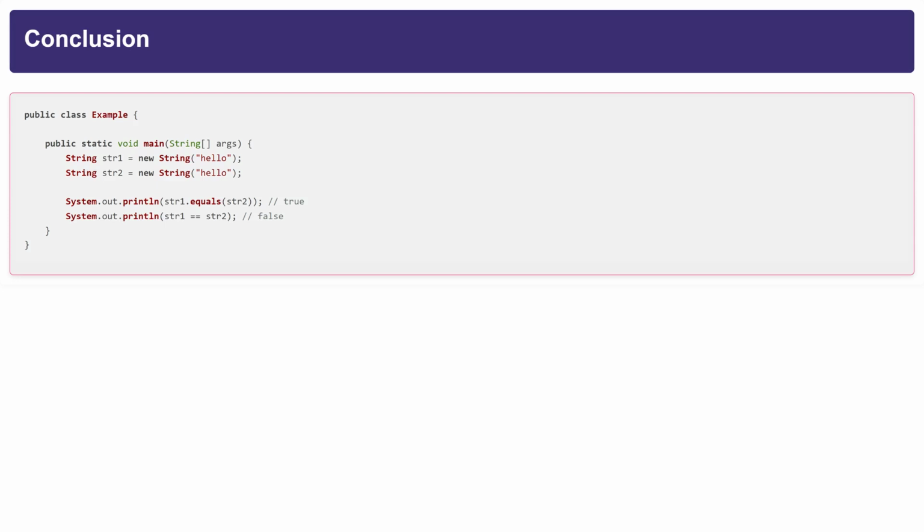"hello." When comparing the two objects using the equals method, it returns true because the content of the objects is the same. However, when using the == operator, it returns false because the two objects refer to different memory addresses. Therefore, the equals method should be used to compare the content of objects, while the == operator should be used to check if two objects refer to the same instance.